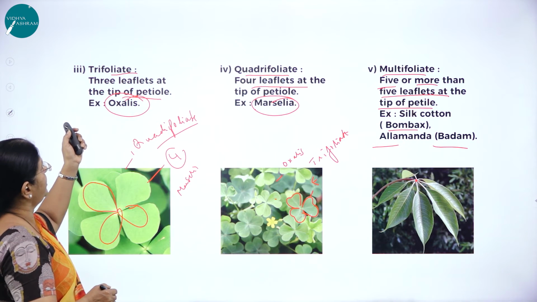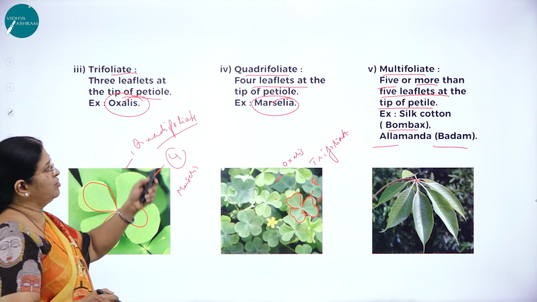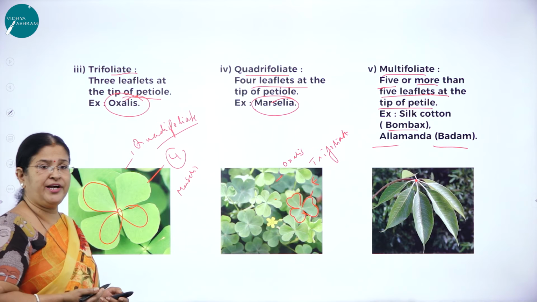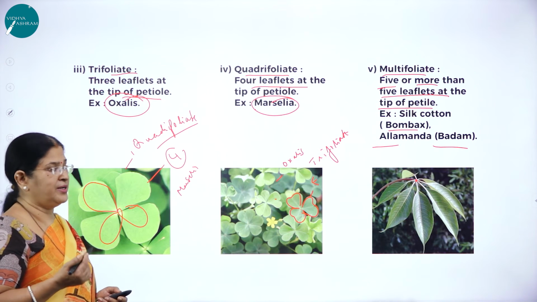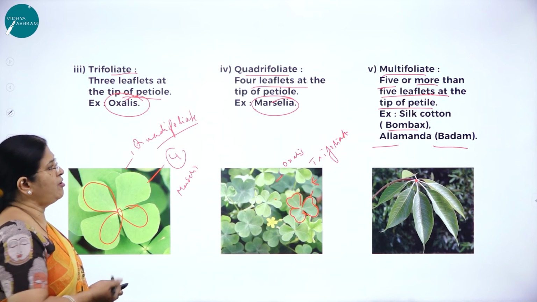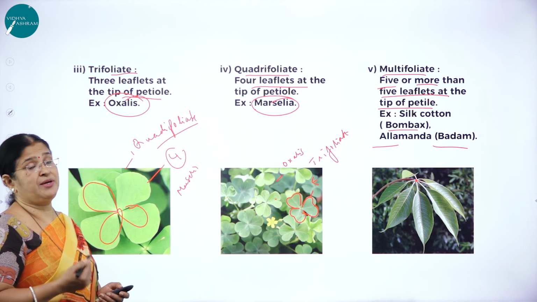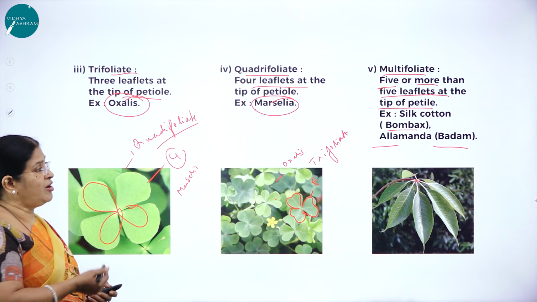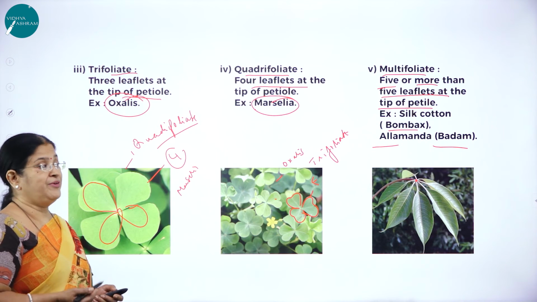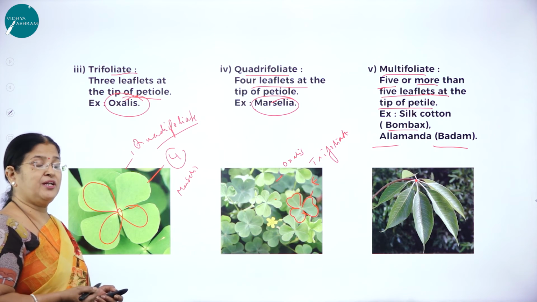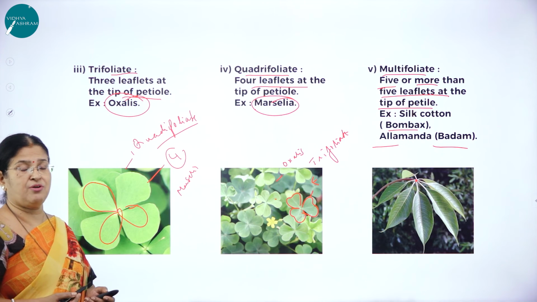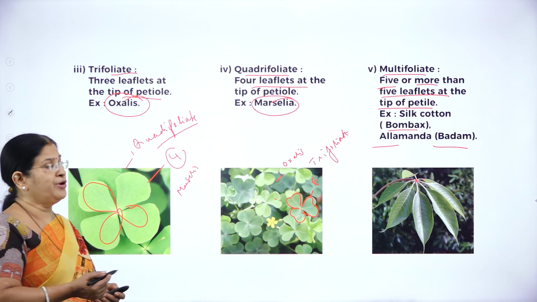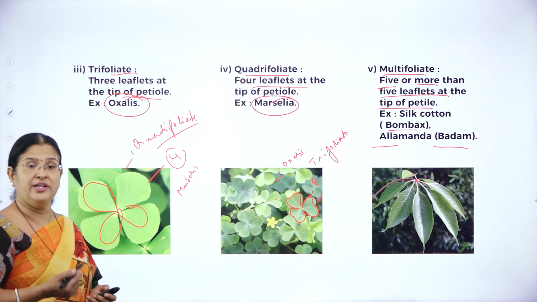What do you mean by trifoliate? 3 leaflets at the tip of the petiole. Quadrifoliate, 4 leaflets at the tip of the petiole. What do you mean by multifoliate? 5 or more than 5 leaflets at the tip of the petiole. All these are the types of leaves. See, imagine in everyday life we come across all this. Have you ever observed all these features? No. But when you study biology, particularly in this chapter of your first PUC called Morphology of Flowering Plants, you will have a wonderful chance of going through all these concepts about leaf.